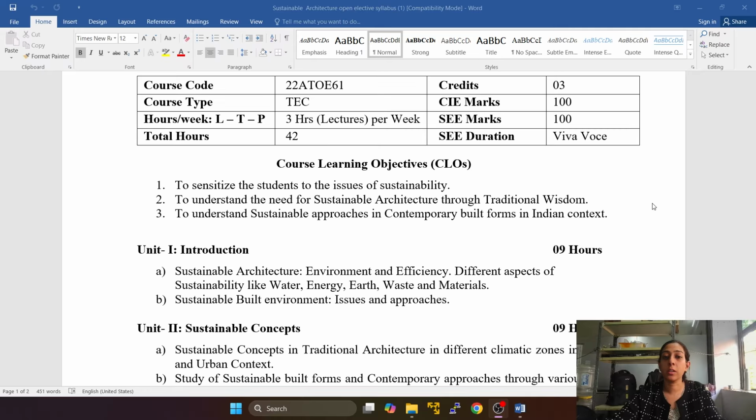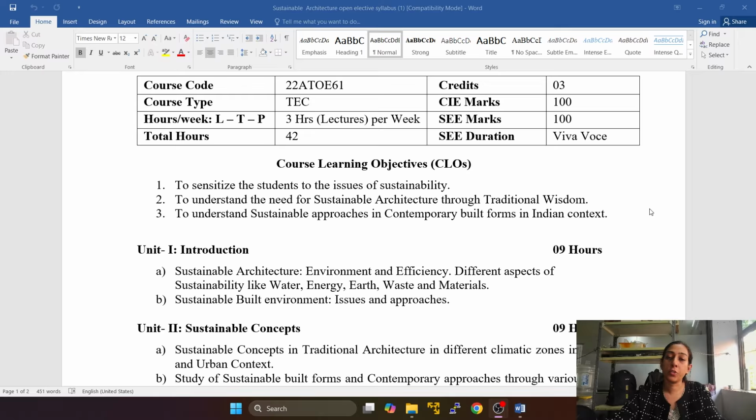So we'll be looking at what the design considerations for sustainability are, what the materials are, and what the different approaches are with which we can build any kind of program, whether it is a small house, a resort, or a farmhouse. Depending on that, the sustainability issues will be taken into consideration.